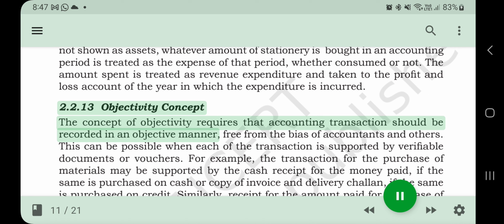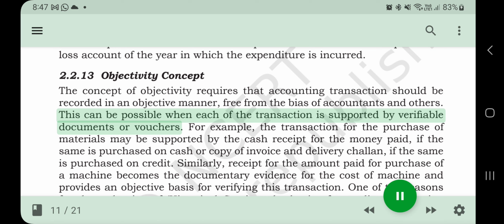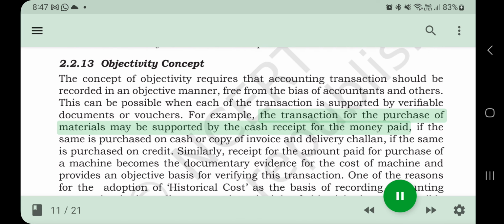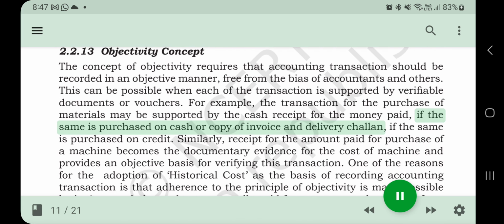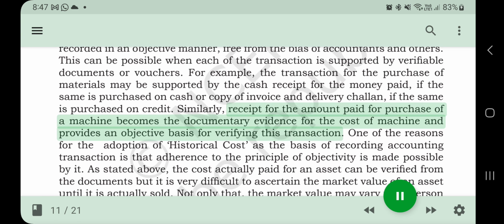2.2.13 Objectivity concept. The concept of objectivity requires that accounting transactions should be recorded in an objective manner, free from the bias of accountants and others. This can be possible when each of the transactions is supported by verifiable documents or vouchers. For example, the transaction for the purchase of materials may be supported by the cash receipt for the money paid, if the same is purchased on cash, or copy of invoice and delivery challan, if the same is purchased on credit. Similarly, receipt for the amount paid for purchase of a machine becomes the documentary evidence for the cost of machine and provides an objective basis for verifying this transaction.